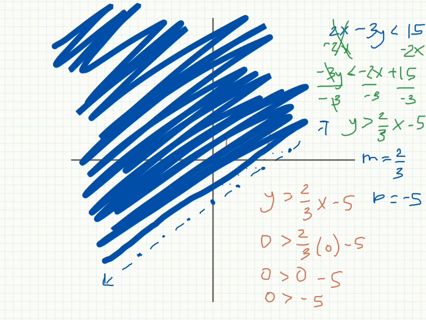All right, the shading part can be a little bit tricky, so you might want to go back and re-watch the 3 graphs, watch the different methods, and figure out which one you're more comfortable with. But this is how we graph a linear inequality.